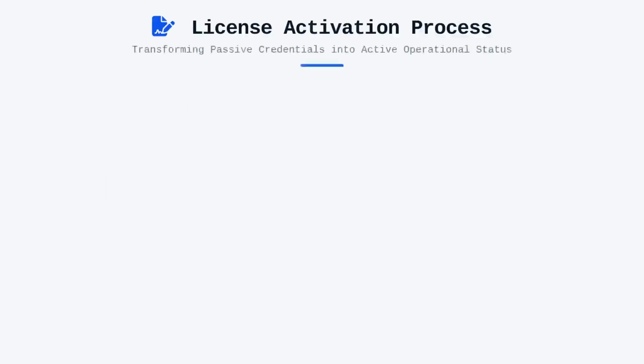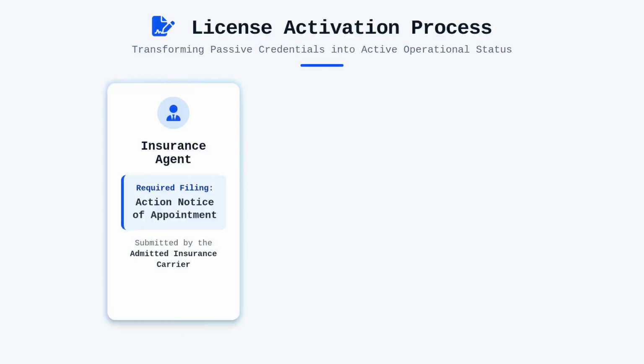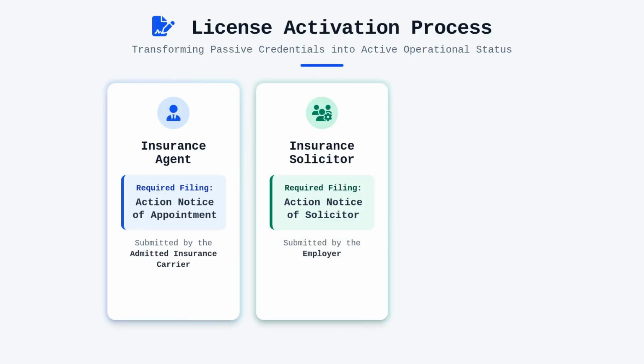To transform a property and casualty broker agent license from a passive credential into an active operational status, specific documentation must be filed electronically with the California Department of Insurance. For an individual acting as an agent, an admitted insurance carrier must submit an action notice of appointment, which officially establishes the agent's authority to represent that specific company.